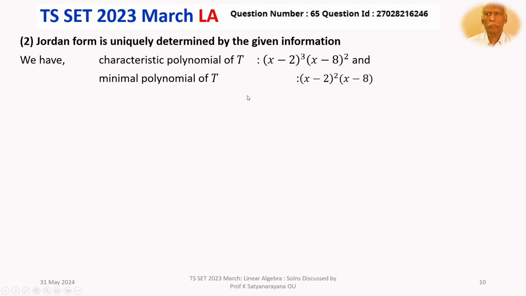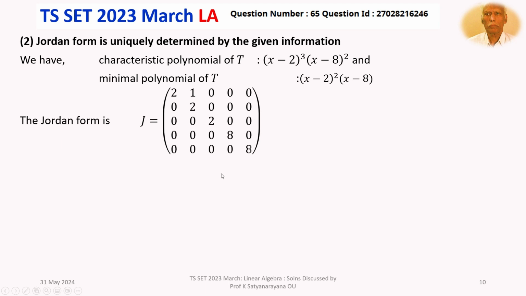So how will the Jordan form look? For (x minus 2) whole cube, along the main diagonal 3 2's will be there. For (x minus 8) whole square, along the main diagonal 2 8's will be there. But the minimal polynomial (x minus 2) whole square will tell you that the eigenvalue 2 is repeated 2 times, so from the minimal polynomial there is a Jordan block of order 2.